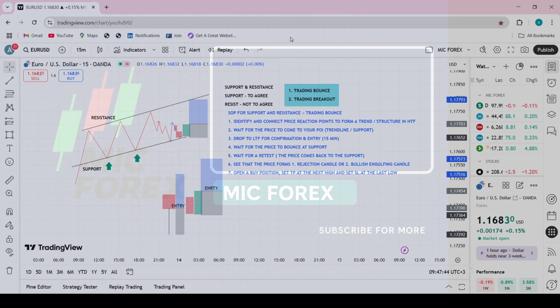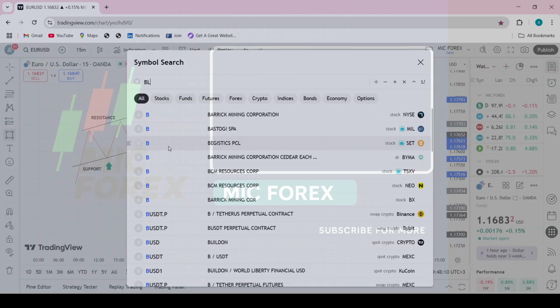After you place your trend lines, you wait for the price to come and touch your zone. When the price touches your zone, you have 2 ways to trade support and resistance. I have said number 1 is to trade the bounce, and the next one is to trade the breakout. We've started with trading the bounce. So when you want to trade the bounce, you wait for the price to bounce. This is where the bounce happens.